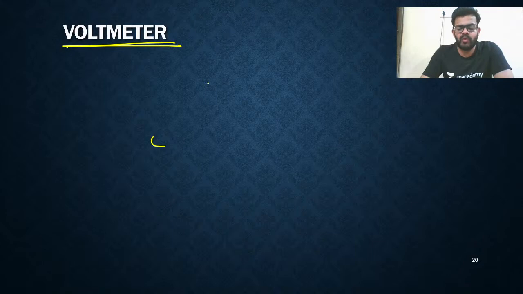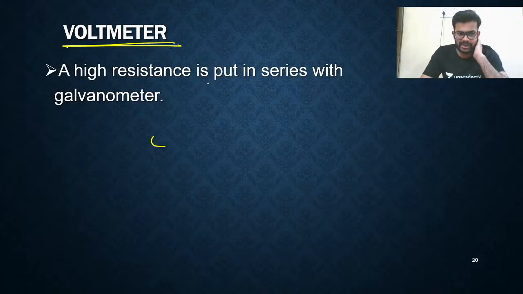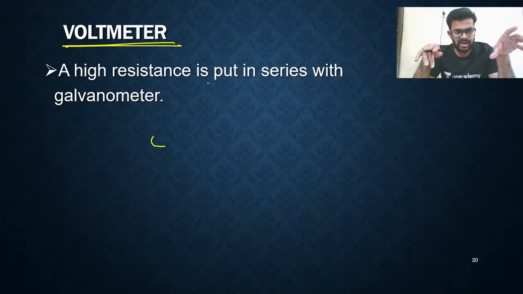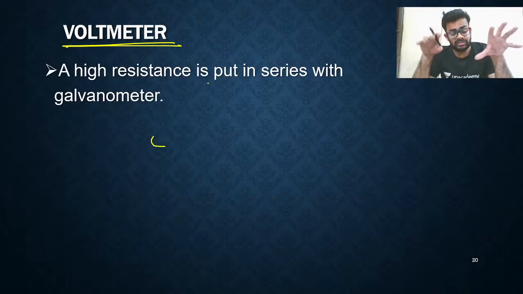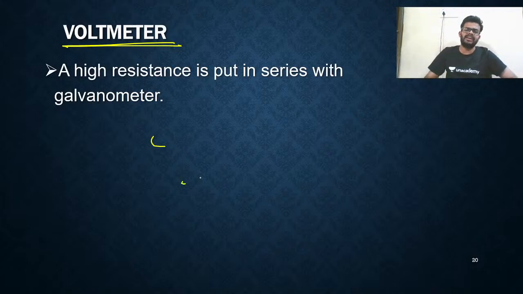Now let us talk about voltmeter. First, high resistance should be put in series with the galvanometer. Did you understand? Galvanometer is there in both instruments, right? But for an ammeter, the shunt resistance should be added in parallel. But for a voltmeter, it should be added in series.